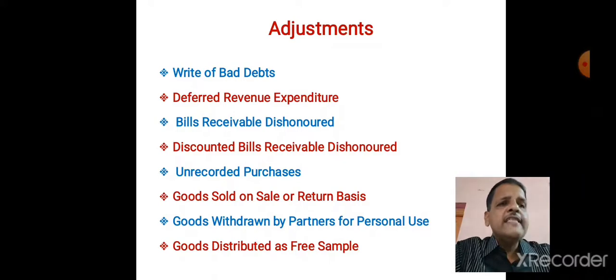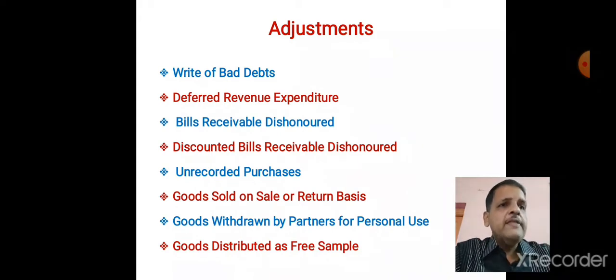Now let us say our partner Mr. Amar withdrew goods of rupees 20,000 for his personal use. What we have to do? We have to show on trading account credit side: by goods withdrawn by Mr. Amar for personal use rupees 20,000. Second effect is that we have to deduct rupees 20,000 as drawing from capital account or current account, whatever is given. If current and capital both given, then from current account. If only capital given, then from capital account of Mr. Amar.